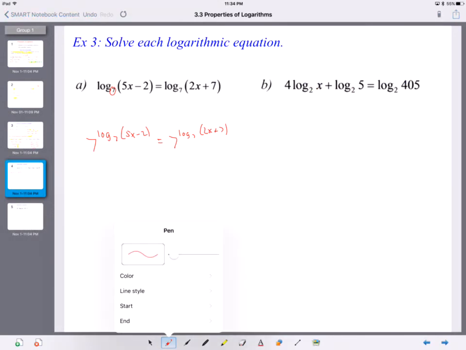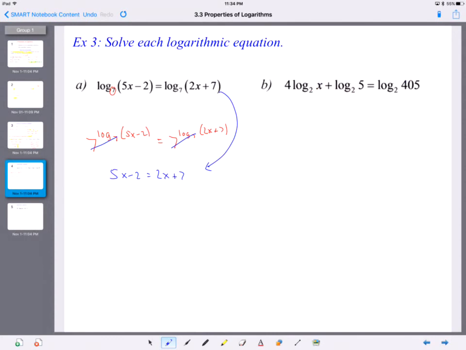7 raised to log 7, that cancels out, and you're left with 5x minus 2 is equal to 7 raised to log 7, which cancels out, and you're left with 2x plus 7. Now, could I go straight from here to here? Sure. Understanding that a logarithm equal to a logarithm, those values are going to be the same.